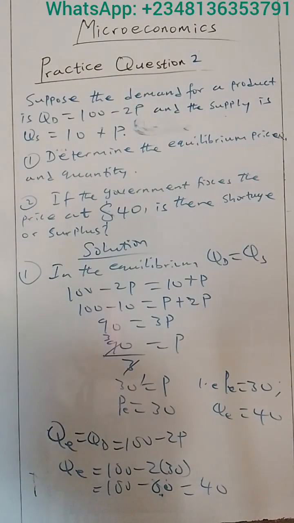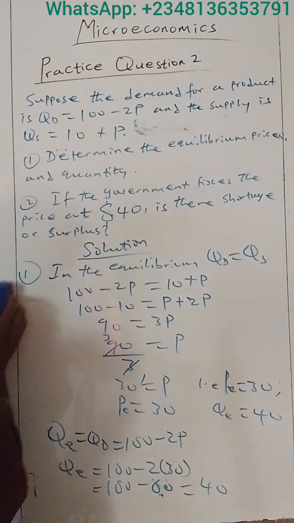So, what of the second part of the question? We are asked if the government fixes the price at $40, is there shortage? That is, is there excess demand? Shortage is the same thing as excess demand. Or surplus, that is excess supply. So, let's confirm is there excess demand or excess supply.